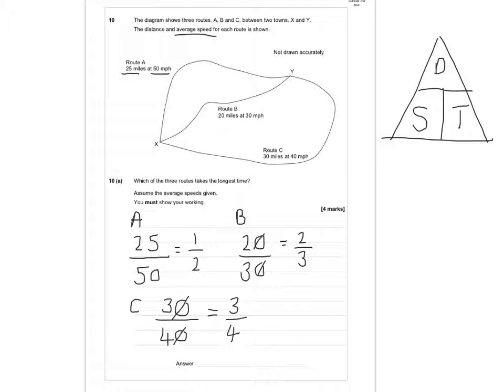So which of the 3 routes takes the longest time? You can see that the answer here is C, because that takes 3/4 of an hour, which is greater than half an hour, obviously, and it's also greater than 2/3 of an hour. So that's there. Part B.